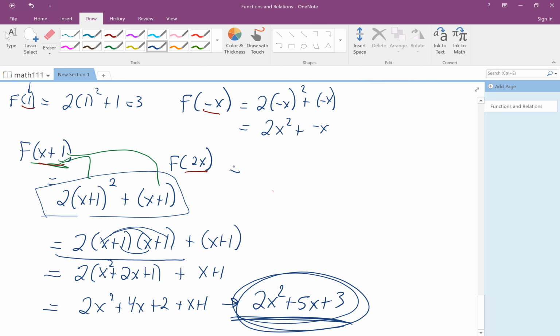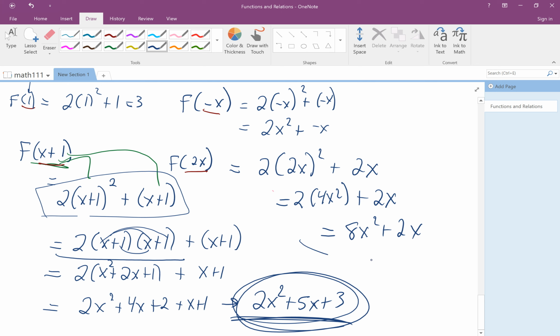Last one. So wherever I see x, I'm going to put this now. So I got 2 parentheses 2x squared plus 2x. This one's an easy one to simplify out, so I should probably do it because this one's easy. And there's that one. Okay. Any questions on what we're doing there? If you have questions, you got to ask, because I don't know if you have questions or not.